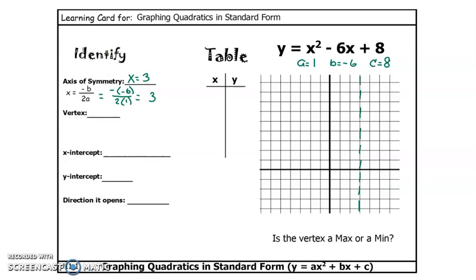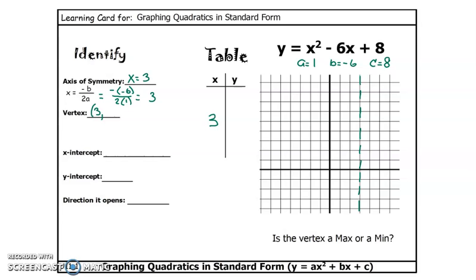Okay, that helps me do two things. It helps me know where to look on my table. That's going to be the middle of my table. And it also helps me know the x value of my vertex, because my vertex should fall on that line because it should be right in the middle.